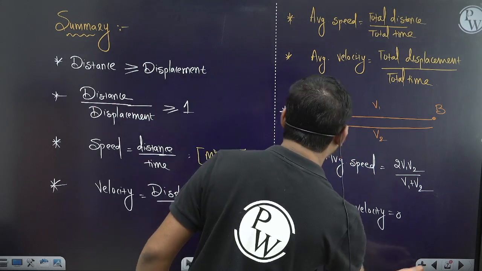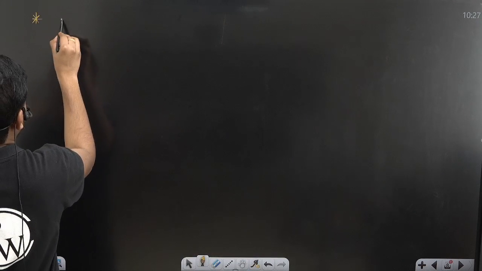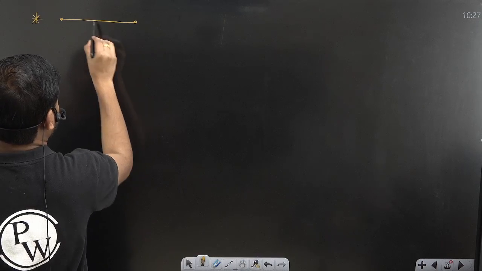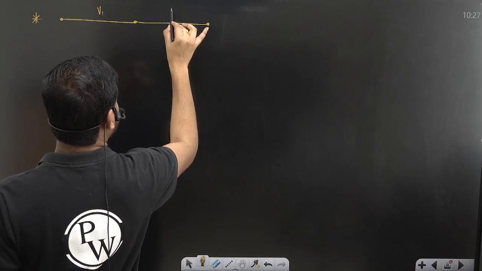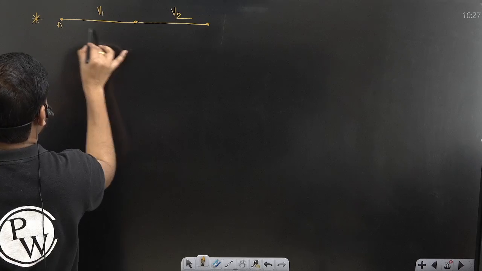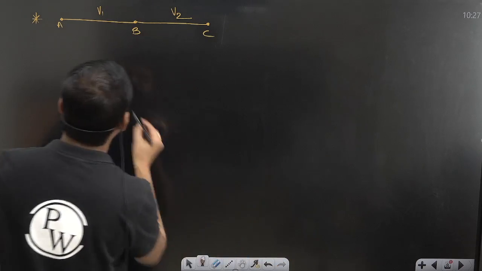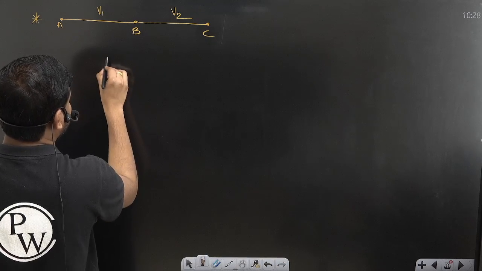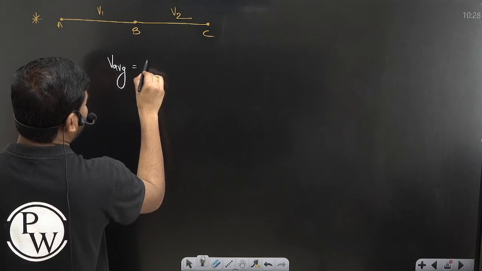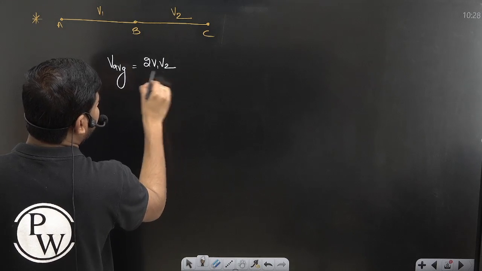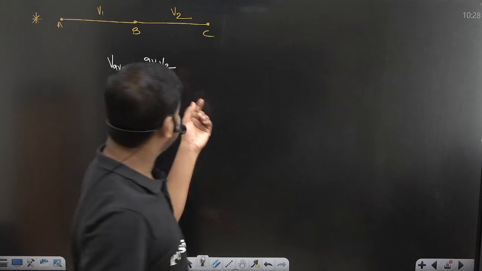So the same result holds true if a body covers some distance with velocity v1 and the next equal distance with velocity v2. Let's suppose this is A, B, C. What is the relation between v1 and v2? The average velocity which we write is going to be 2 v1 v2 by v1 plus v2, yes or no? Here average speed and average velocity will both be the same.